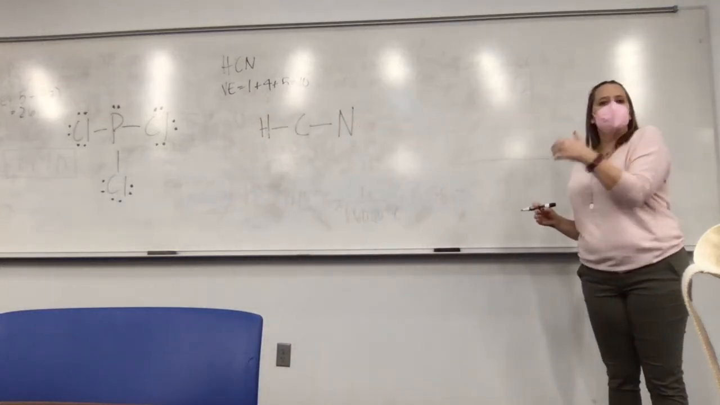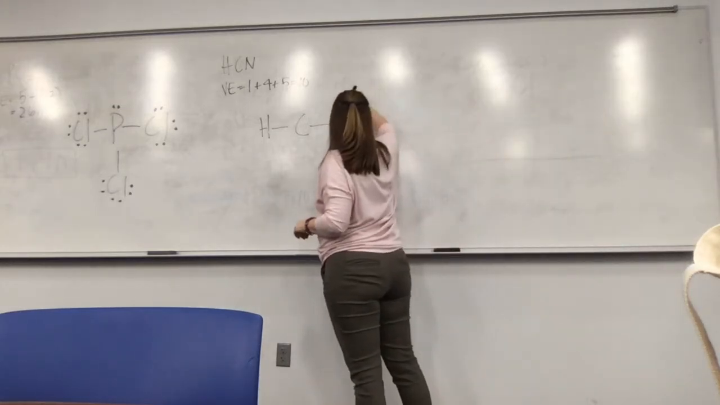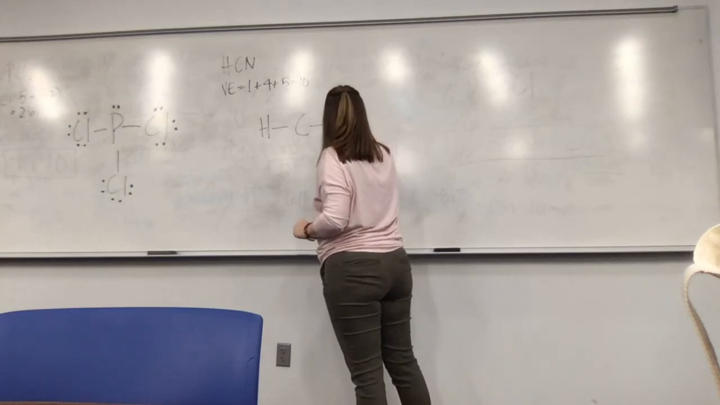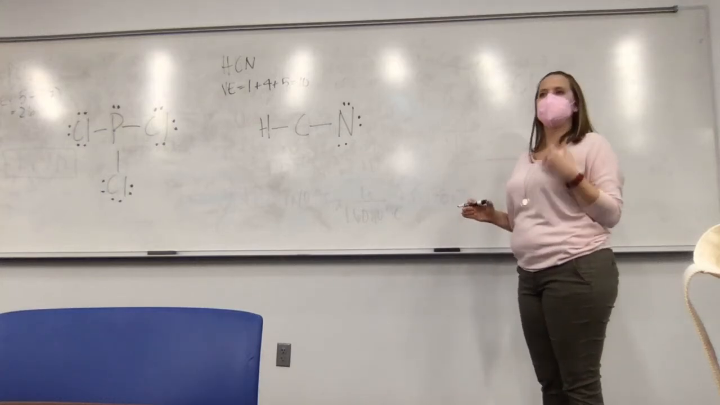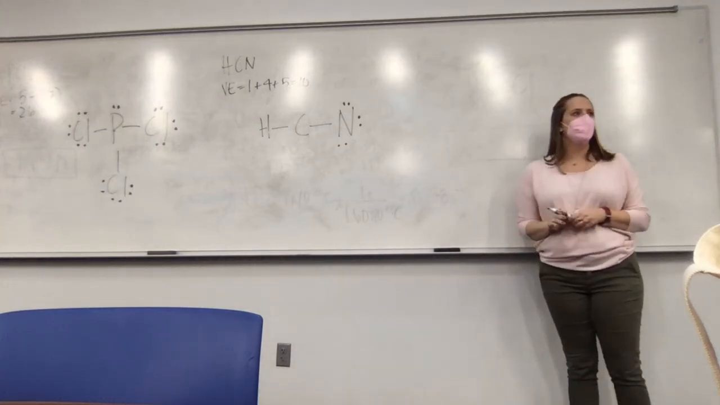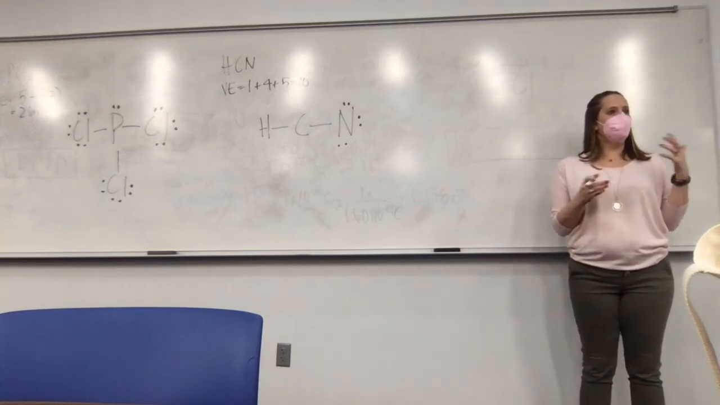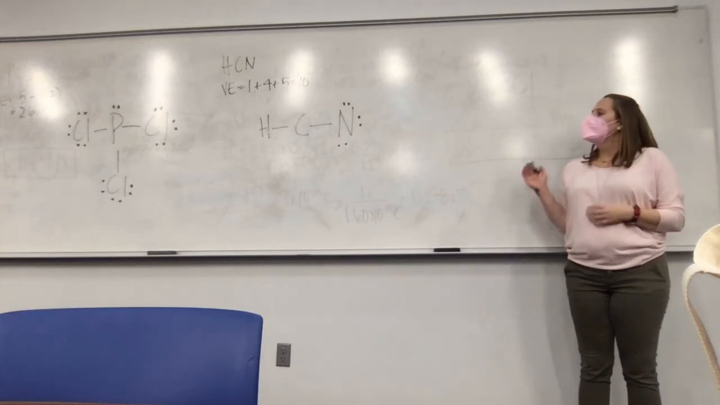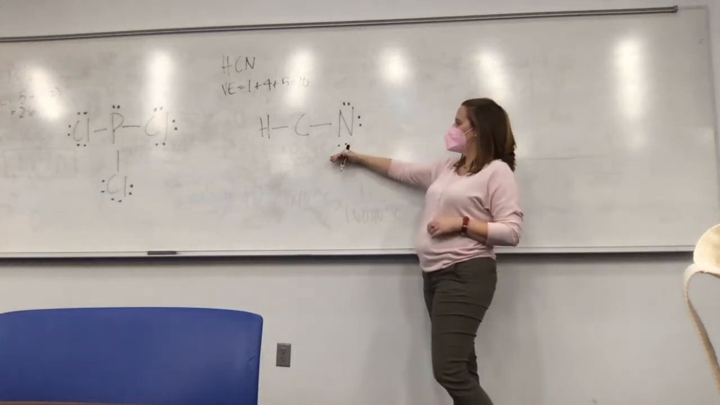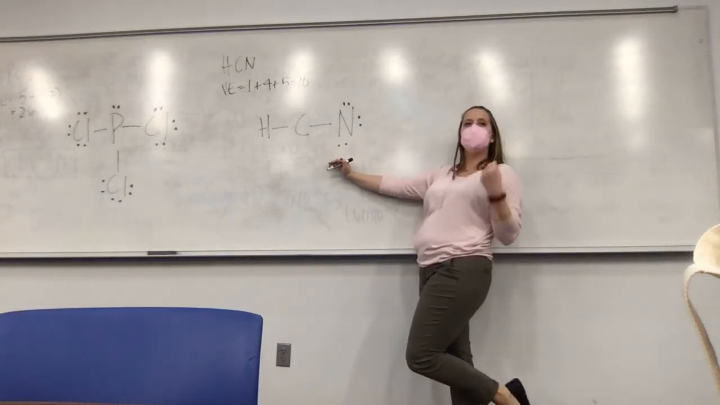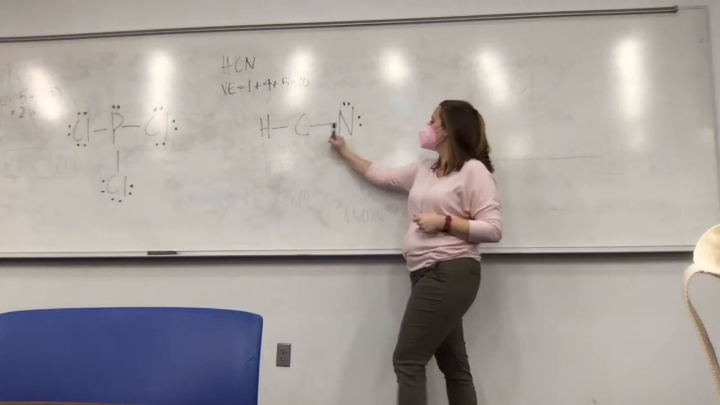So octet for hydrogen is 2, satisfied. Nitrogen needs another 6 electrons. We've now used all 10 of our valence electrons. Does carbon have octet? No. I don't want to say what is octet, but octet requires 8 valence electrons, right? So we've got to figure out how to create a sharing environment. In this case, nitrogen has all these lone pairs, and so what it's going to do is create additional bonds between carbon and nitrogen.